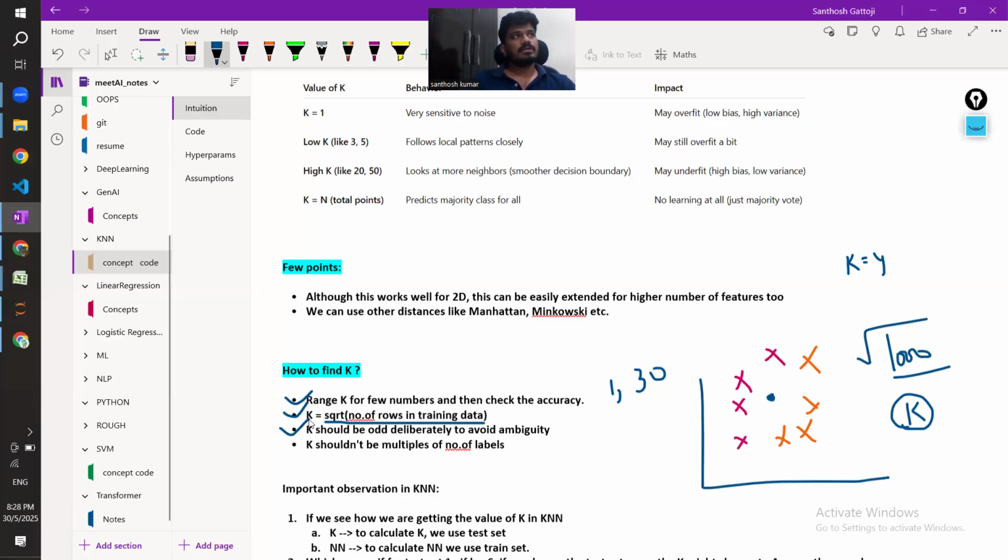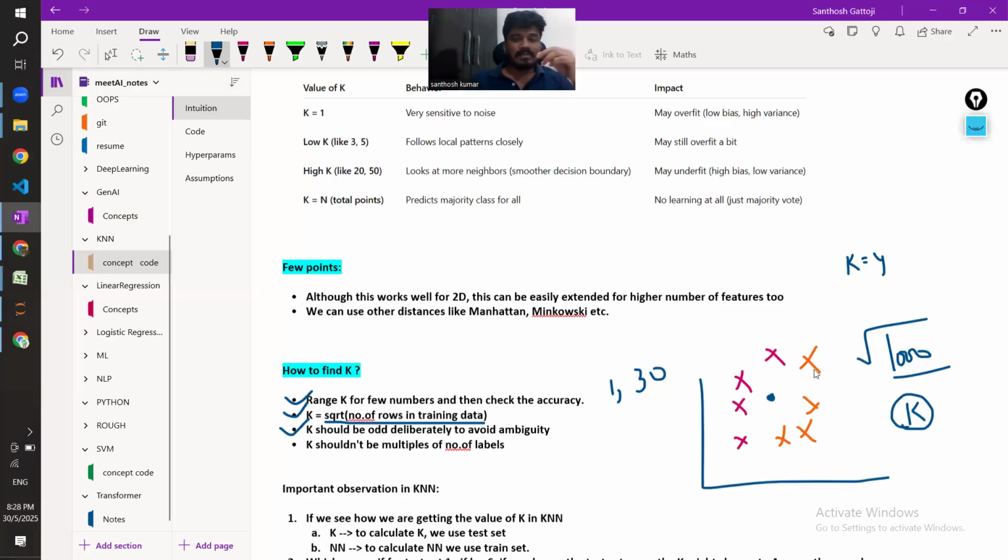Also, when you are looping from k equal to 1 to 30, it will take till 29, because the range is exclusive. When you do range of 1 to 29, it will take 1 to 29. That is one thing. And second, it should be an odd number.